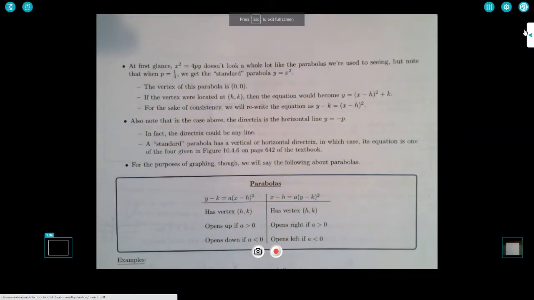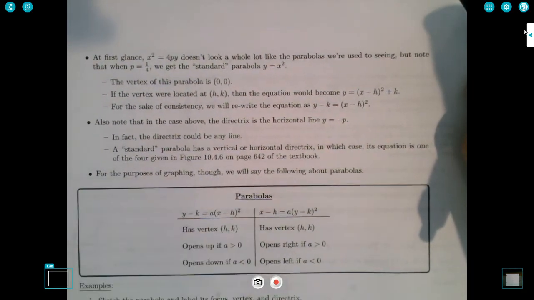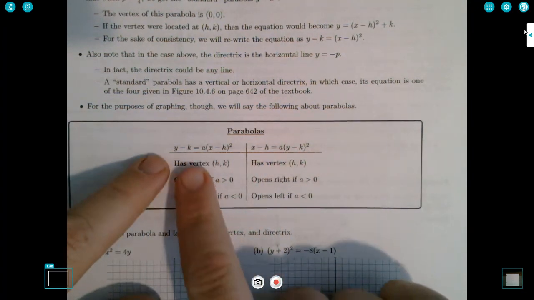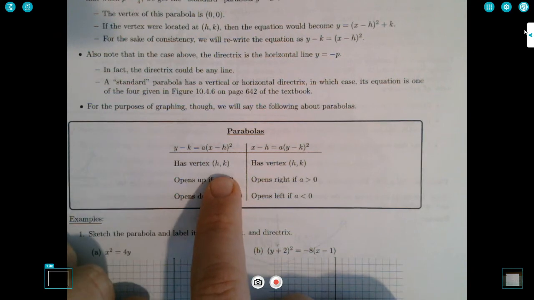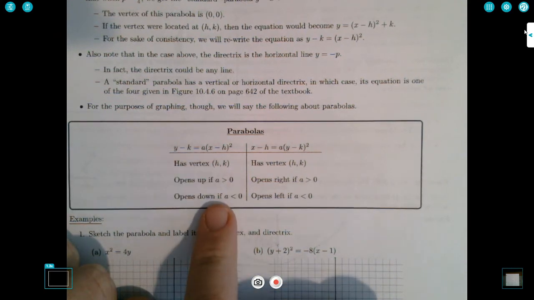Okay. For the purposes of graphing, though, this is the format that we like them in. So if you have y minus k equals a times x minus h squared, this thing is going to have vertex (h, k). It's going to open up if a is positive and down if a is negative.